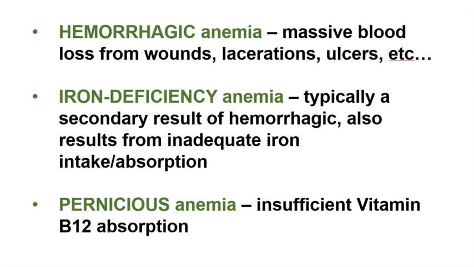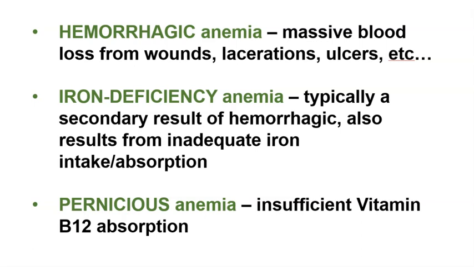Next, we have iron deficiency anemia, which is typically a secondary result of hemorrhagic anemia, but it can also result from inadequate dietary intake of iron, or it could also result from the impaired absorption of iron from the foods that we consume. Next, we have pernicious anemia, which results from insufficient vitamin B12 absorption.